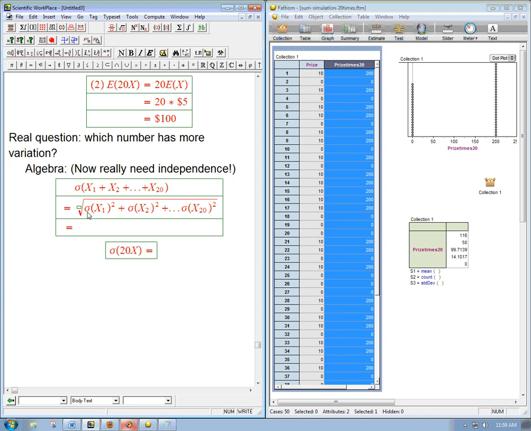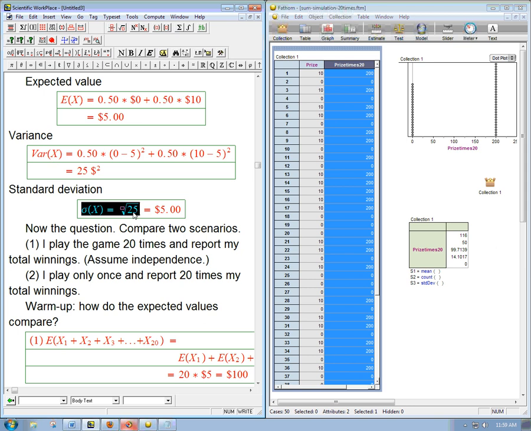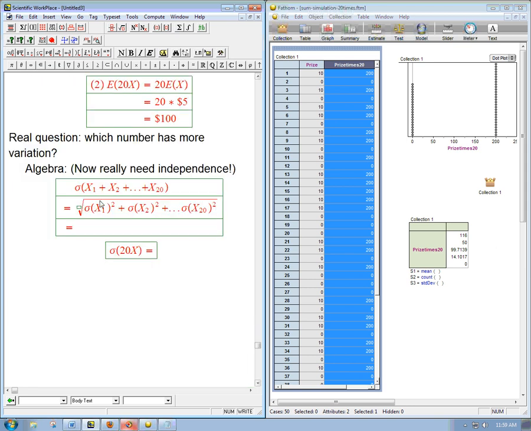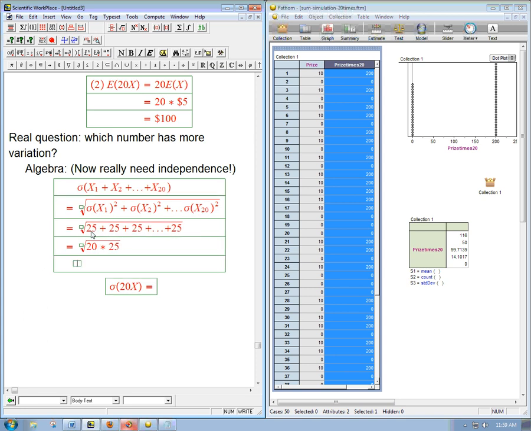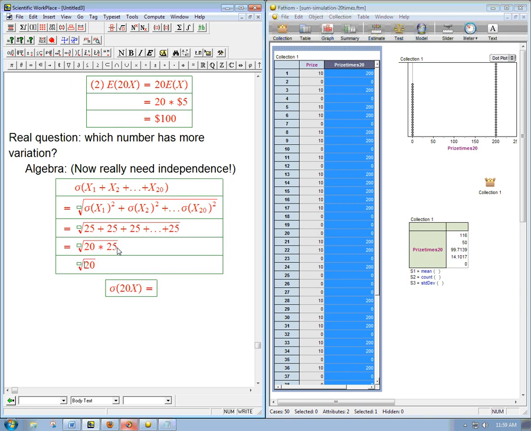Okay, so we know the standard deviation of each of the individual scenarios. That was equal to $5, so we're just going to put that in. It's the square root of $5 squared, which is 25, plus 25 plus 25 plus 25. And how many of them are there? There are 20 of them. Let's simplify that. Let's just take out the root 25, because that's actually very relevant. So this is equal to root 20 times $5.